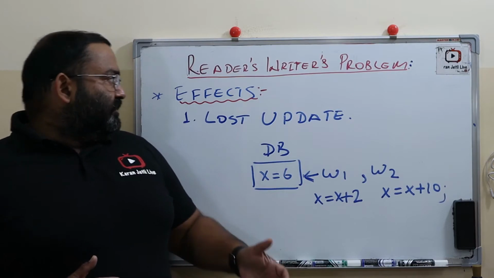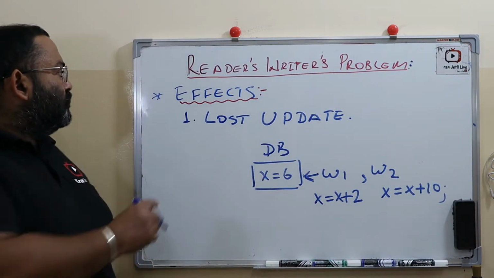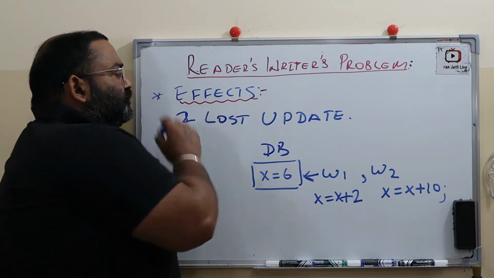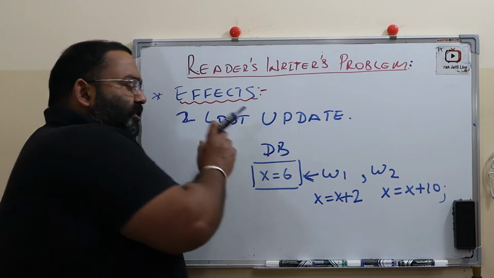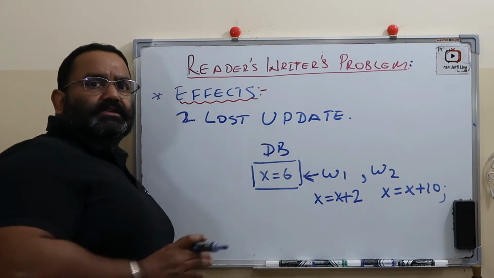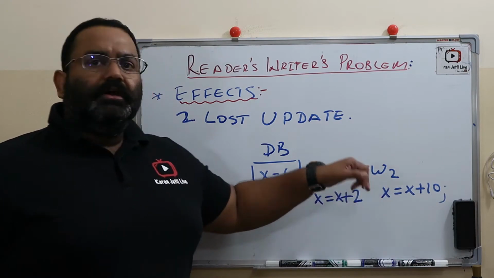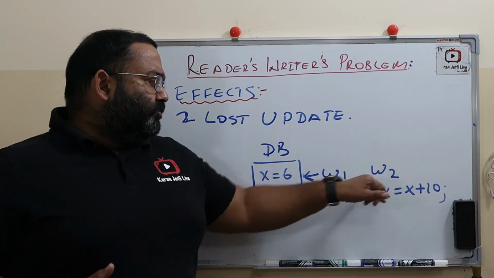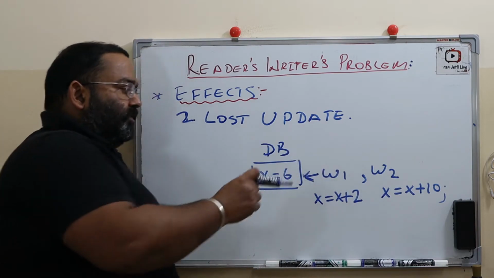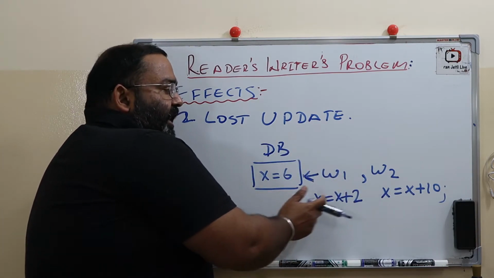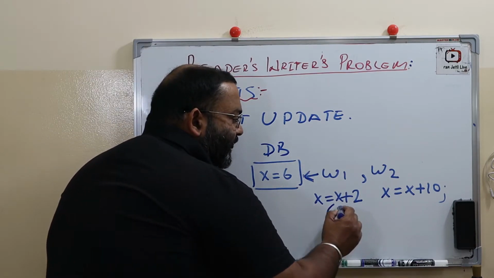So guys, the next side effect of the readers-writers problem is lost update. That is number 2. So what is happening in a lost update? Now suppose this is my database. Here my X has 6 as the value. Now concurrently two threads, since they are not synchronized, are trying to change the value of X. My thread W1 wants to change X to X plus 2. What should it be? It should be 8.